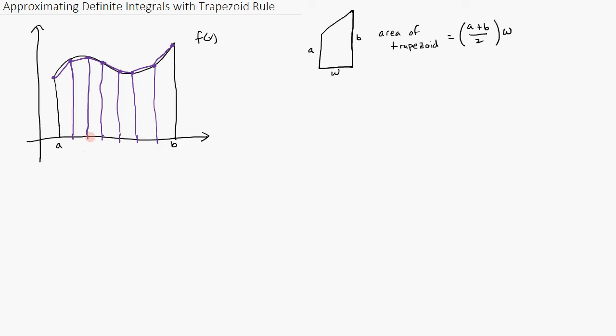Okay, so we want to approximate the integral from a to b of f of x dx, which should be the sum of the areas of the trapezoids.